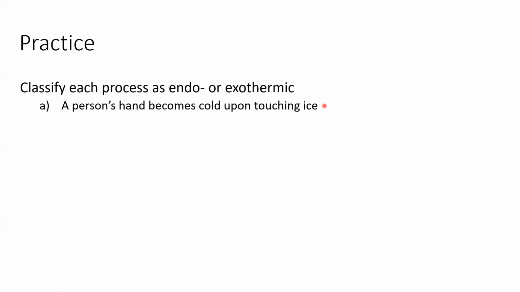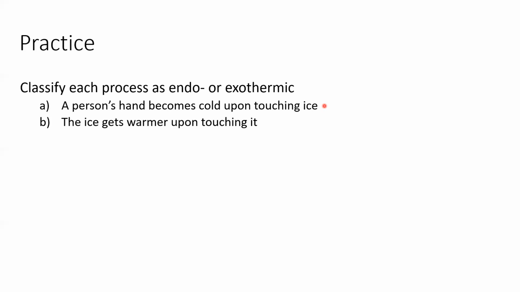Our first example: a person's hand becomes cold upon touching ice. So you want to talk about it relative to the person's hand. Is the hand losing energy, or is the hand absorbing energy? The hand is losing energy, which is exothermic. Now, that's relative to the hand. Think about where that energy is flowing into. So now we're going to look at it from the other side.